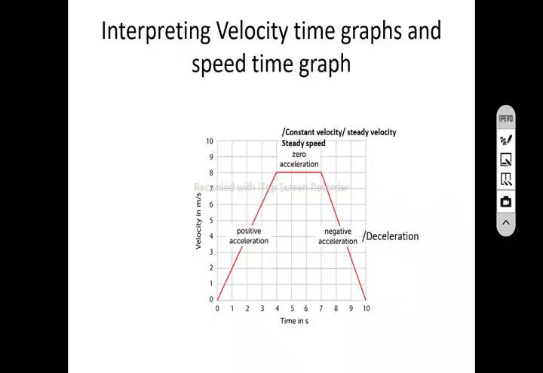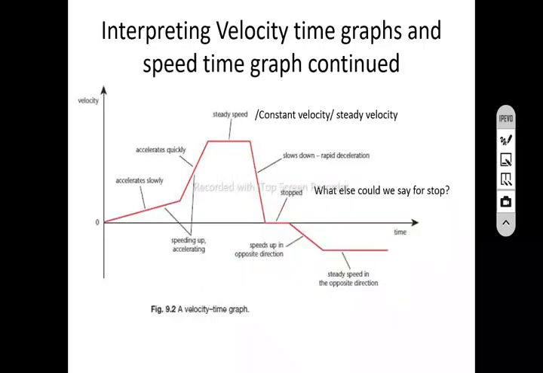Interpreting velocity time graphs and speed time graphs continued. Look at this here. Remember what we said: how steep the line is depends on how fast the thing will go. Are we clear? The steeper the slope, the more it accelerates, or the more the velocity changes, or the faster it will go. Are we clear?